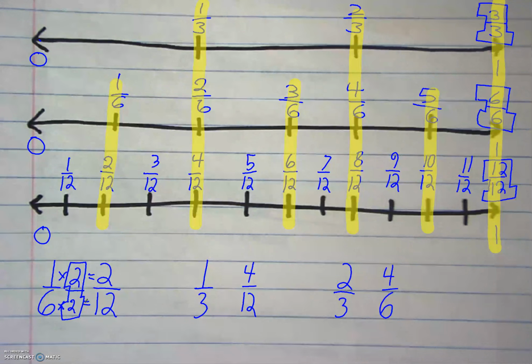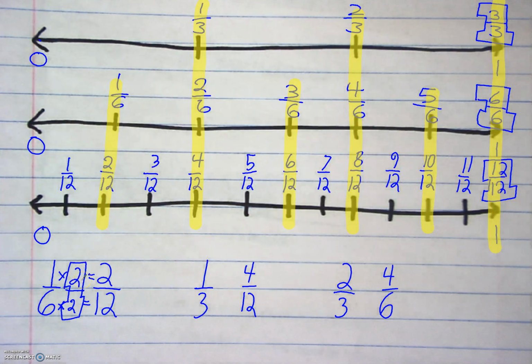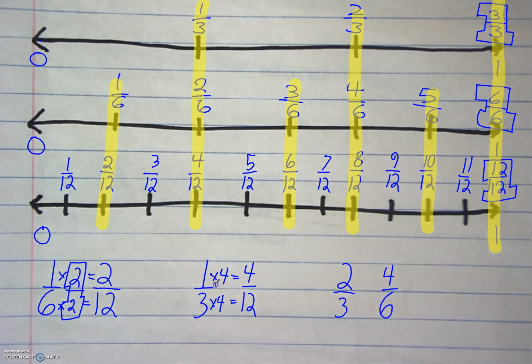It's that old rule that we were taught, what you do to the top, you do to the bottom. But now it just makes a lot more sense to the kids because we realize what you do to the top, you do to the bottom, and when you do that, you're really multiplying by 1, so it won't change the value. Over here, 1/3 is equivalent to 4/12. Well, 1 times 4 is 4. 3 times 4 is 12. So that's still that 1 whole in disguise, and it works.